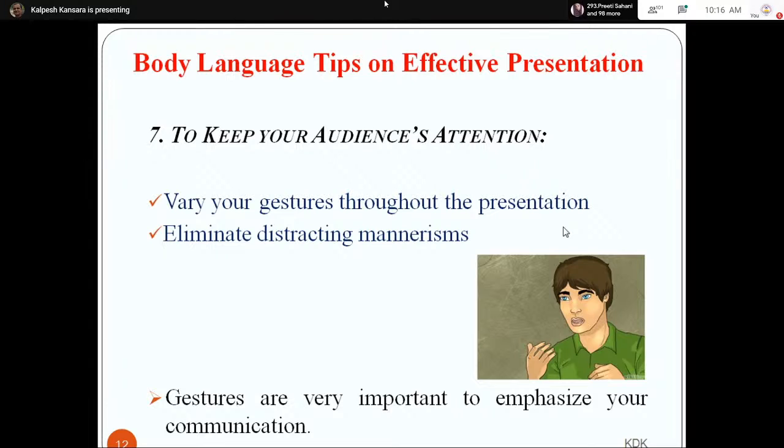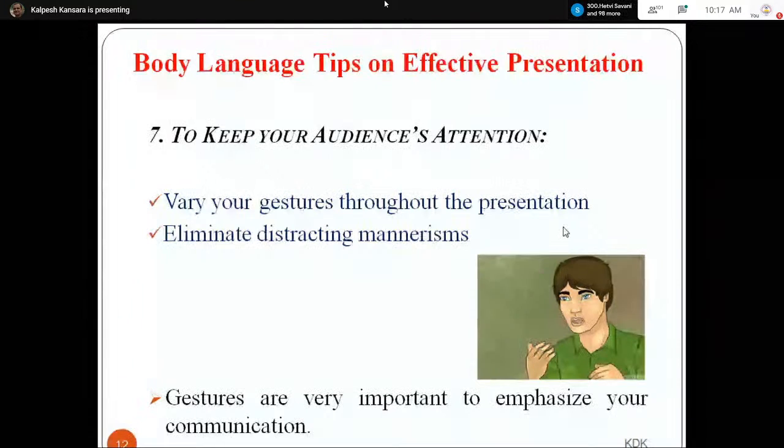So a variety of gestures, right? Variety is the spice of life, as the proverb says. So you need to vary your gestures, you need to change your gestures and use different gestures throughout your presentation so that the audience's attention is towards you. And this is how you can avoid or eliminate distracting mannerisms because gestures are very important to emphasize your communication.